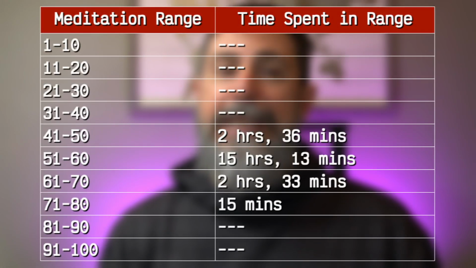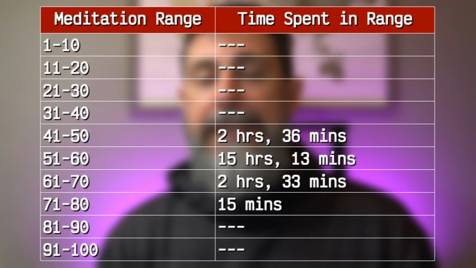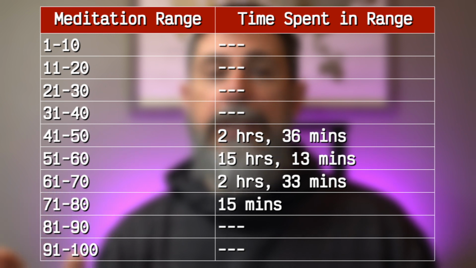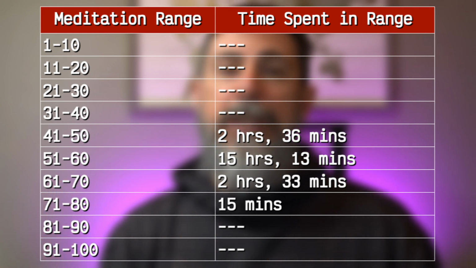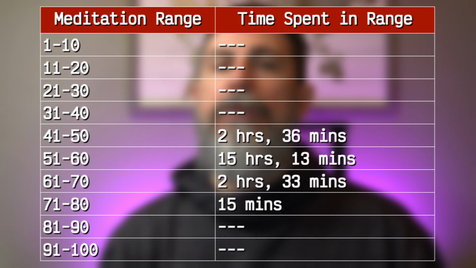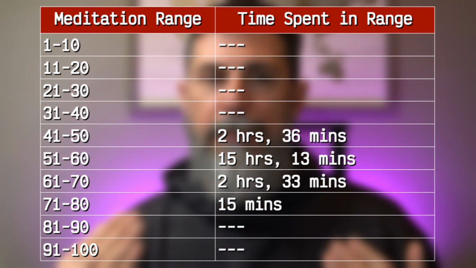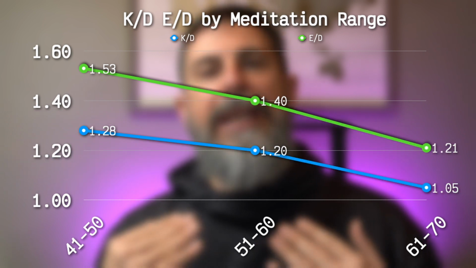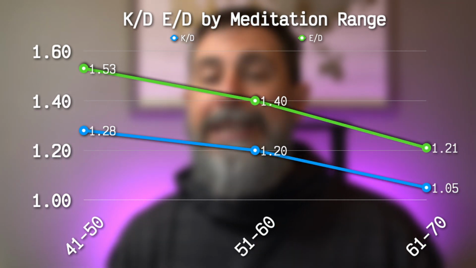Now, I broke out meditation into the same range of groupings that I did attention. And as you can see, I spent all of my time playing in the 41 to 80% range. 15 minutes in the 71 to 80% range represents less than 0.5% of time, so I'm gonna throw that out of the comparisons. Now, interestingly, the data very clearly shows a decline in my performance when my meditation value or calmness increases. I actually do better when I'm not calm.